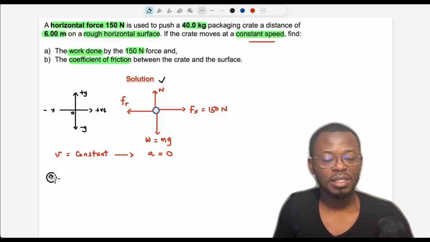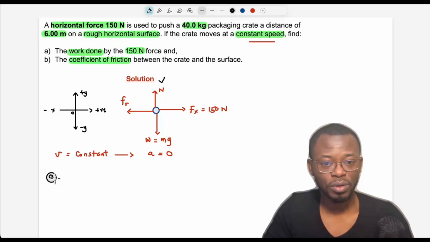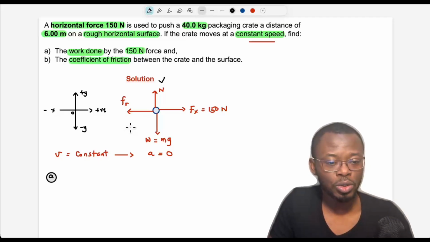So in physics, work is said to be done when an applied force moves an object through a distance in the direction of the force. The direction can be positive or negative x direction, or it can be positive or negative y direction. So with that, let's see how to solve that.